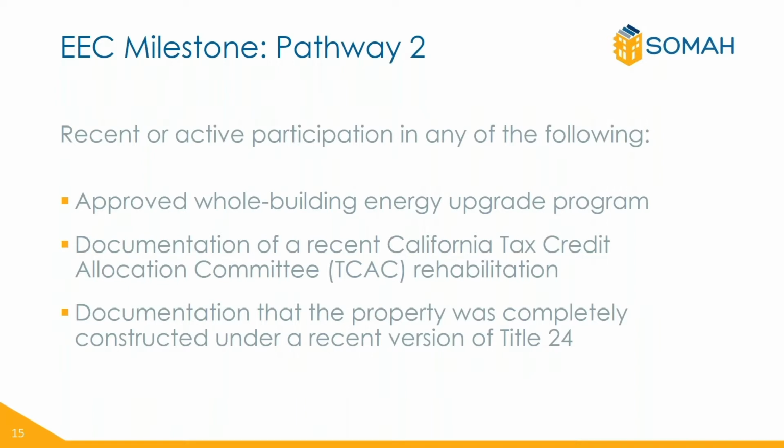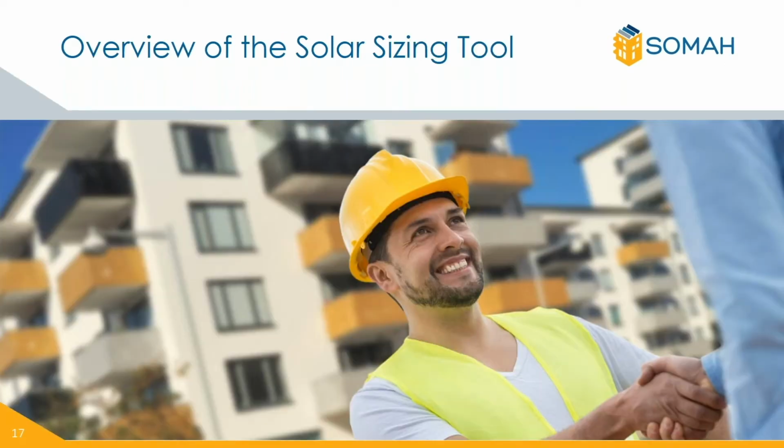And the second pathway to completing the energy efficiency compliance milestone is to provide documentation showing that the property has had recent or active participation in any of the following: an approved whole building energy upgrade program, documentation of a recent California tax credit allocation committee rehabilitation, or documentation that the property was completely constructed under a recent version of Title 24. So I'm now going to go over an overview of the solar sizing tool.